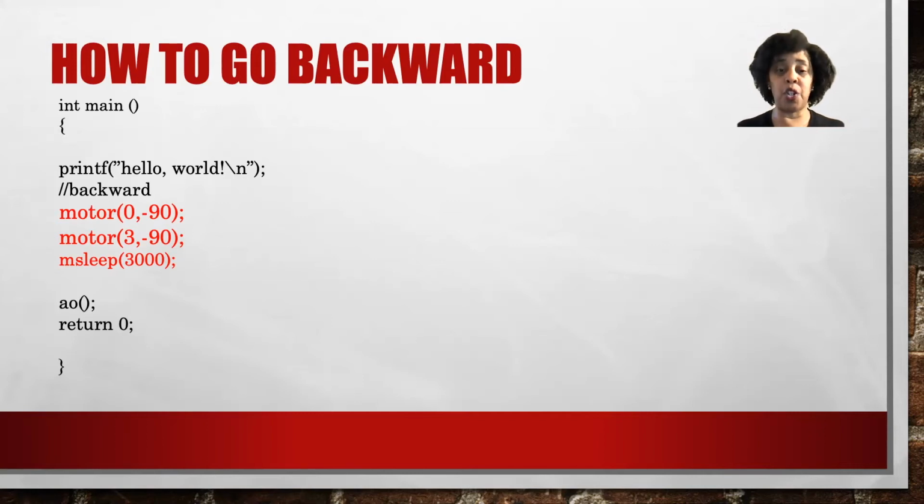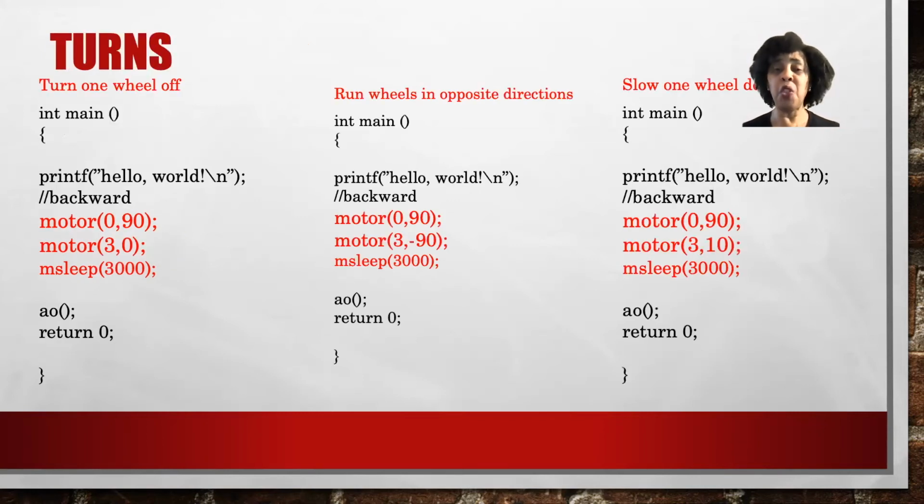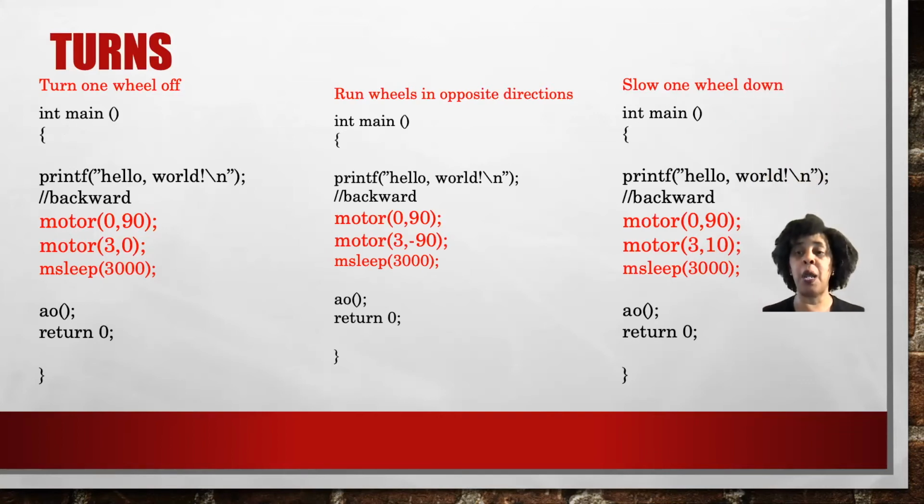The next thing I want to show you is turns. There are more than 3 ways to make your robot turn, but you want to look at least these 3. The first one is you can turn one wheel off. So I have my motor, it's plugged into 0, and then it's at 90% of the power with my semicolon, and then I chose to turn off the motor on number 3.